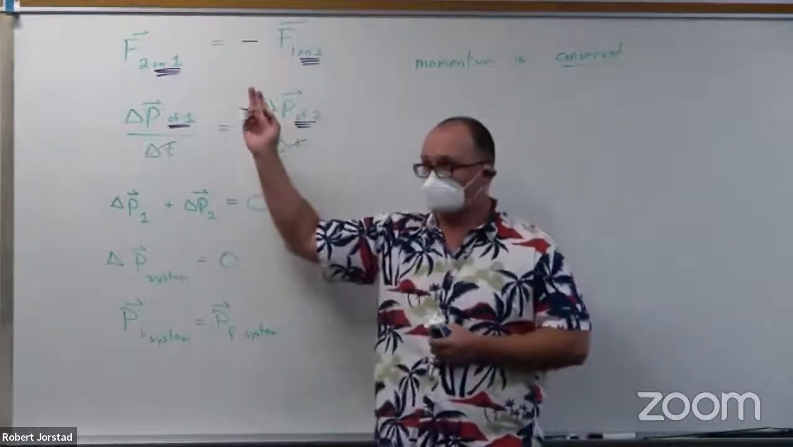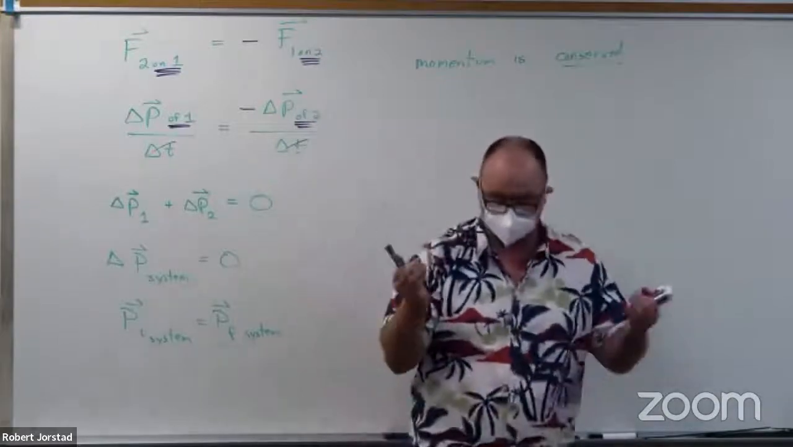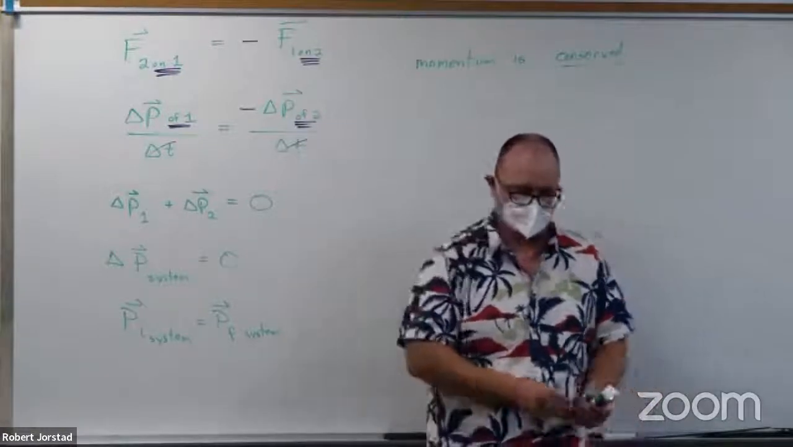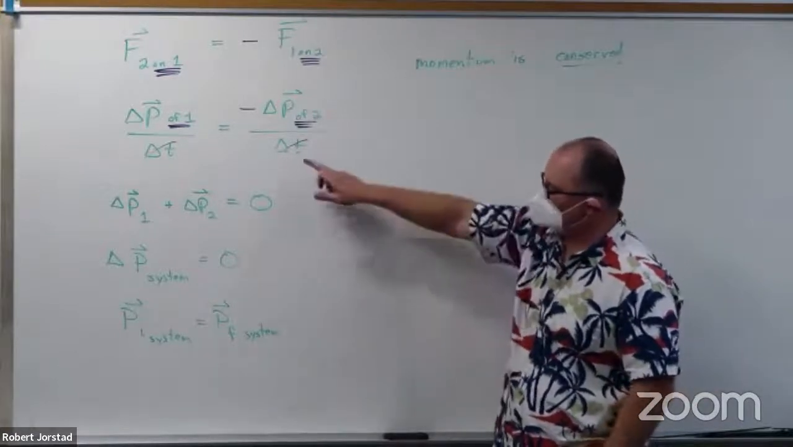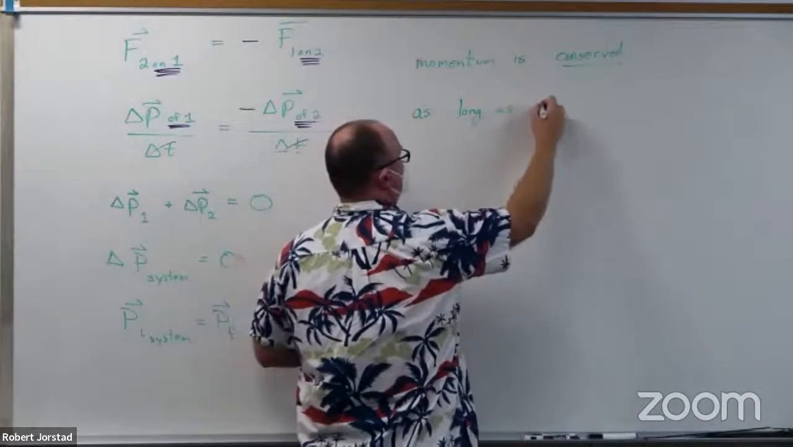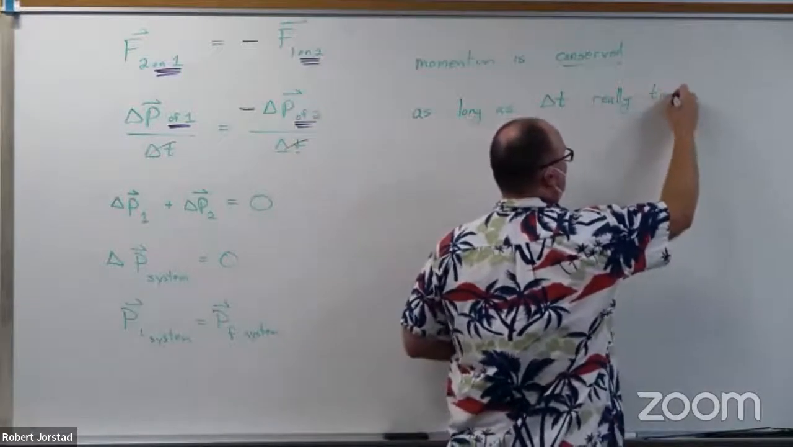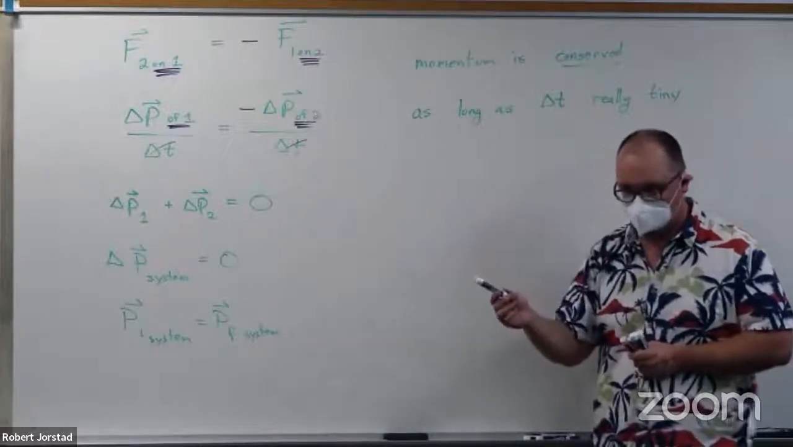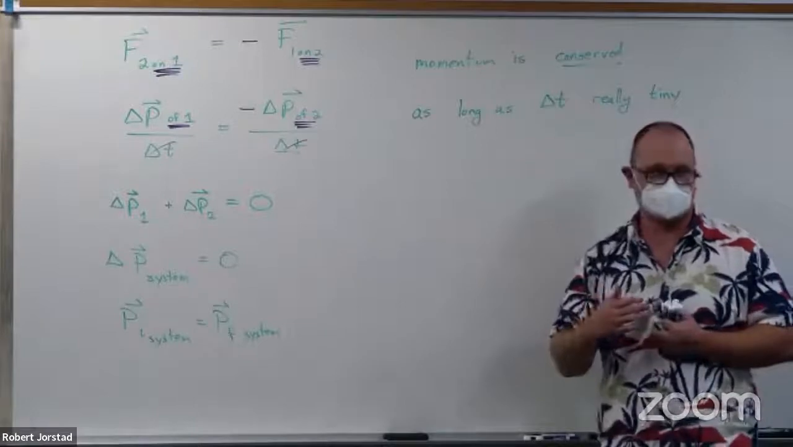this was assuming these are the only forces that exist. When this marker hits my skull, are there other forces that exist on the marker? What are they? What's one that jumps out at you? mg. Here's the thing. As long as the collision time is really short, as long as delta t is really tiny, this is true. If the time that it takes to collide with my head is small, gravity doesn't have enough time to make a significant difference to the calculations.